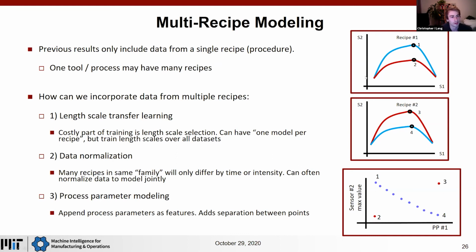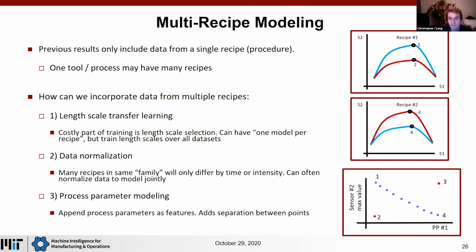So just a really simple illustration of how this can be problematic. Let's say that we have two different recipes, recipe 1 and recipe 2. And the blue line here is the nominal trajectory, and the red line would be an example of a faulty trajectory. If we put all of the data into the same data set, when we see something like 2 or 3, it's going to compare 2 to 4 and 3 to 1 and say that it should look nominal. So that's something that we want to avoid.